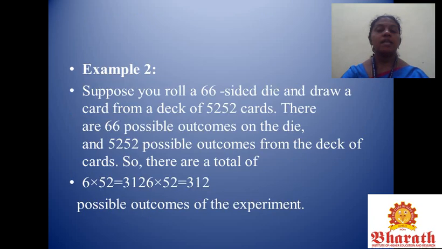Next example, suppose you roll a 6-sided die and draw a card from a deck of 52 cards. So there are 6 possible outcomes on the die and 52 possible outcomes from the deck of cards. So there are a total of 6 into 52, that is 312 possible outcomes of the experiment.